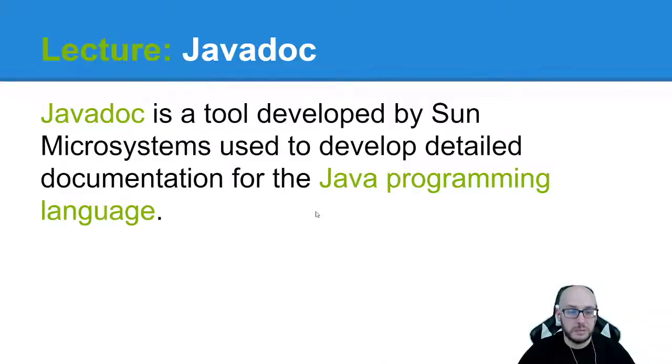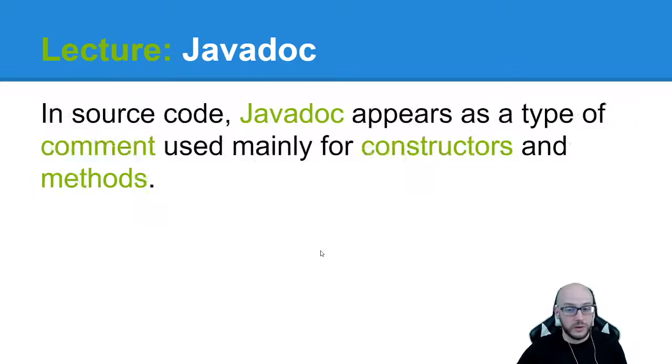In this video, we're going to be talking about Javadoc. Javadoc is a tool developed by Sun Microsystems used to develop detailed documentation for the Java programming language. Now, Sun Microsystems is the company that originally developed Java. Java got bought out. It's owned by a company called Oracle currently, but that's when Javadoc was available. It was pretty early on.